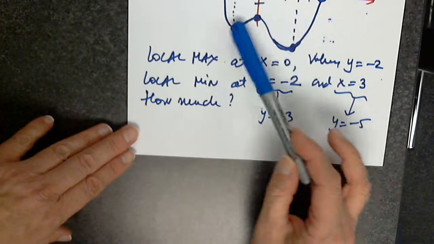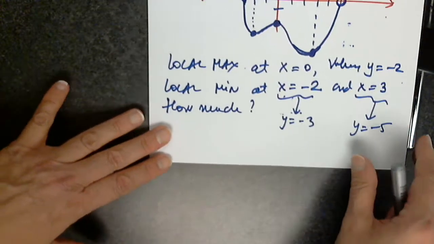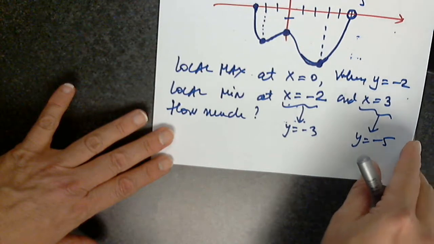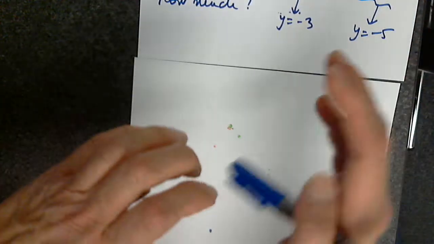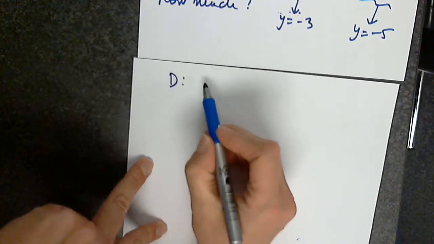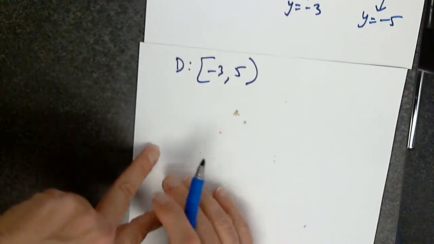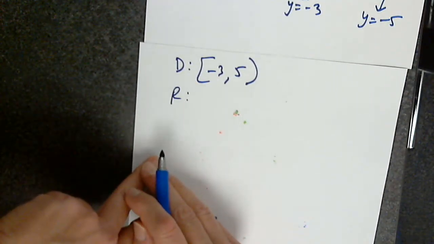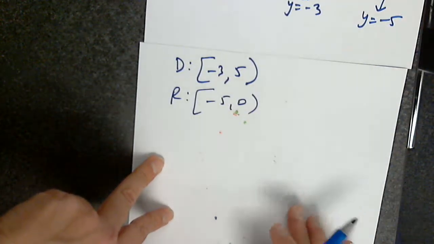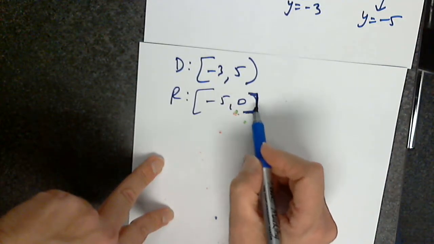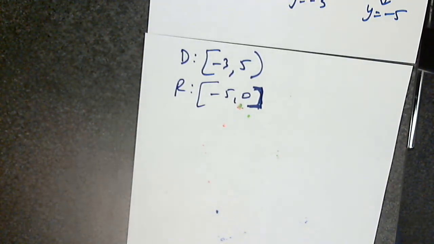Did you need anything else? Domain, range here or? Sure. What is the domain of this function? So, domain is negative 3, comma 5. What about the range? Negative 5, 0. Very good. Oops, I'm sorry. This is a bracket. That is a parenthesis. Okay, what else?